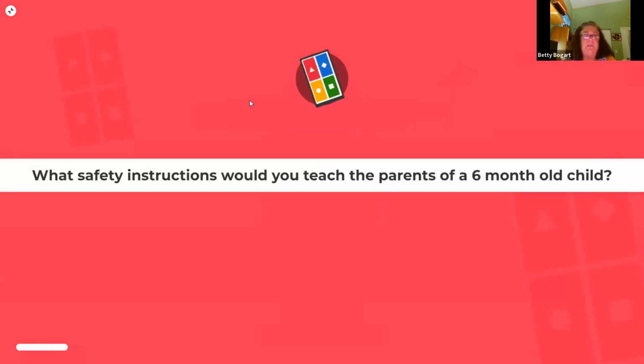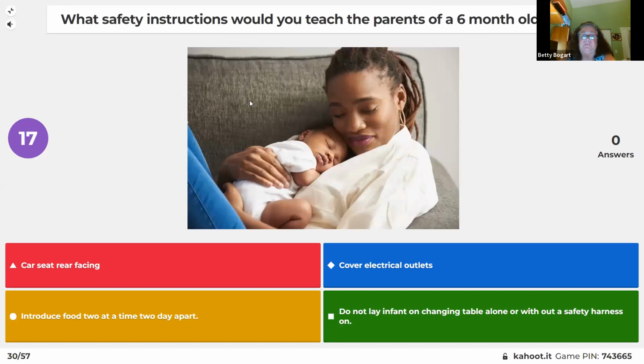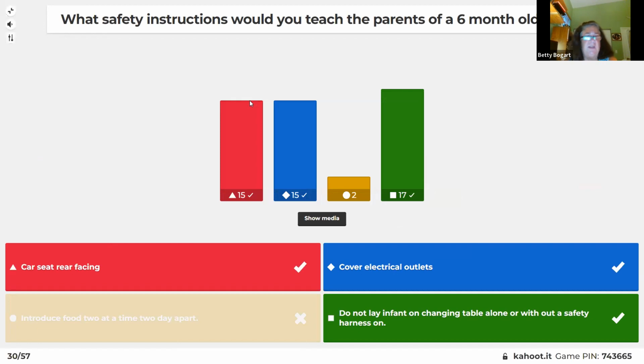A multi-select. What safety instructions would you teach the parents of a 6-month-old child? Remember, 6-month-old children, they're starting to get up on their knees. They're starting to be able to scoochie around a little bit, motion on the floor. Of course, car seats, we're facing for sure, covering those electrical outlets. And remember, this child at 6 months old should be able to turn completely over. So absolutely don't leave them alone. And introducing foods, it's going to be one at a time, 4 to 7 days apart.